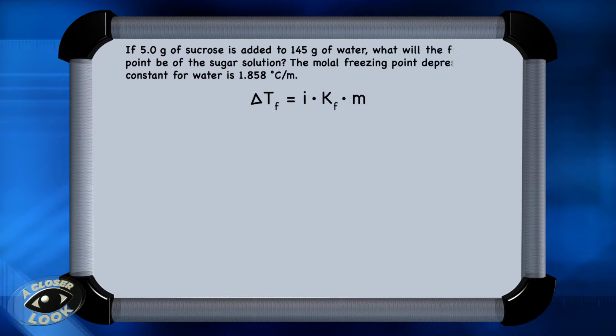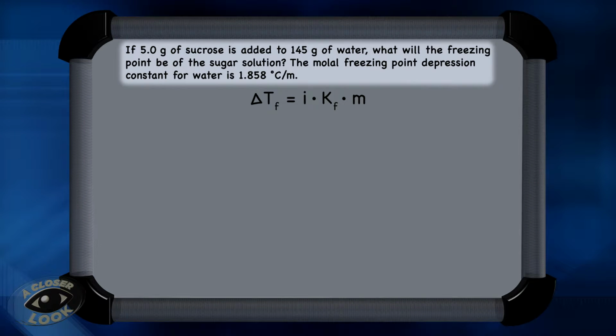Here's a practice question that asks us to calculate the freezing point depression of a sugar solution. If 5 grams of sucrose is added to 145 grams of water, what will the freezing point of the sugar solution be? The molal freezing point depression constant for water is 1.858 degrees Celsius per molal.